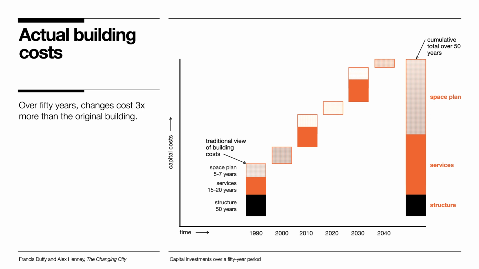So look at that. If you look at the totals on the right, the cumulative total, and this is life cycle cost analysis, right? Because this is a cost assessment, the changes to the original building cost 3 times more than the original building.